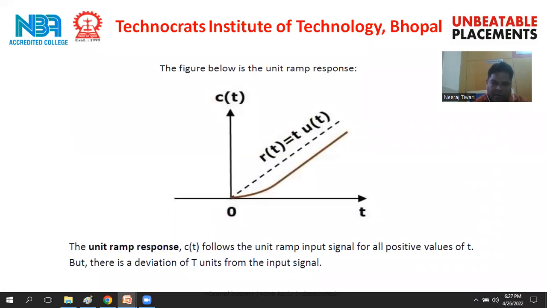But the problem is that when we find the steady state error, it will be larger in this case. So generally we are not using the unit ramp input signal. Generally we use the step input signal, because the steady state error for the step input signal is equal to 0 for t tending to infinity. In the case of the unit ramp signal, the steady state error is equal to T, which is a very large error. So generally we are not using the unit ramp signal for finding the output response curve.